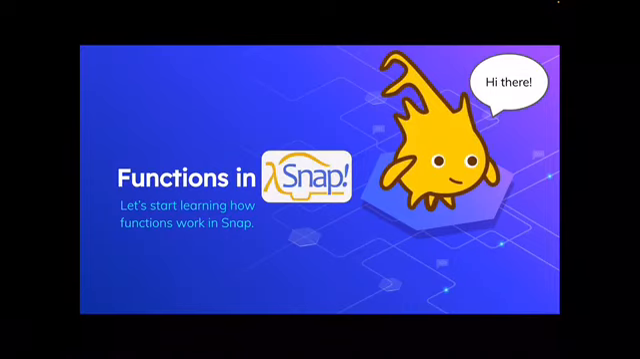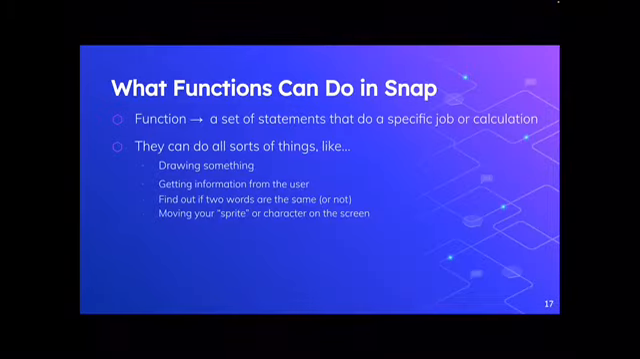Okay, so now let's try thinking about how this would work in Snap. In Snap, a function is a set of statements or blocks of code that do a specific job or calculation. So you can do all kinds of things with functions like drawing, getting information, finding out if two words are the same, moving your sprite or character across the screen. You can do basically anything you want to imagine.